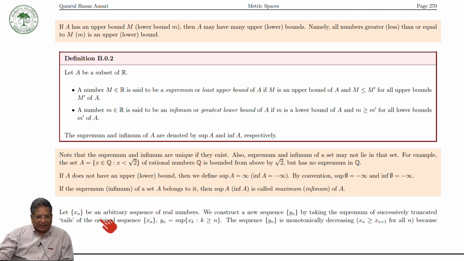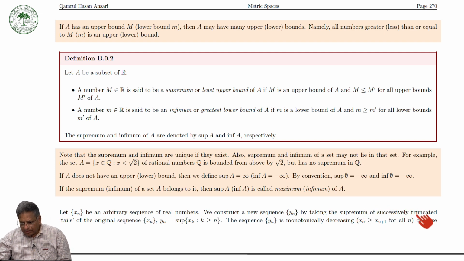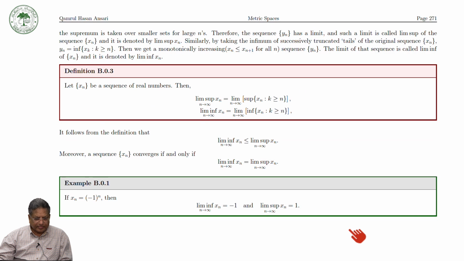Now, let xn be an arbitrary sequence of real numbers. We construct a new sequence yn by taking the supremum of successive truncated tails of the original sequence xn. How can we do this? We take yn equal to the supremum of xk such that k is greater than n. The sequence yn is monotonically decreasing, and the supremum is taken over smaller values. Therefore, the sequence yn has a limit.